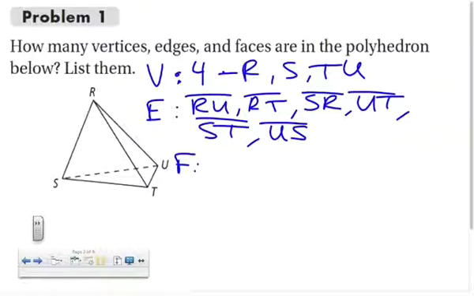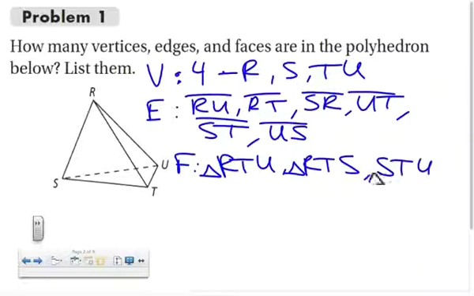Finally, how many faces do we see? There's 4 of them. They're all triangles. So triangle RTU, triangle RTS, triangle STU, and SUR.